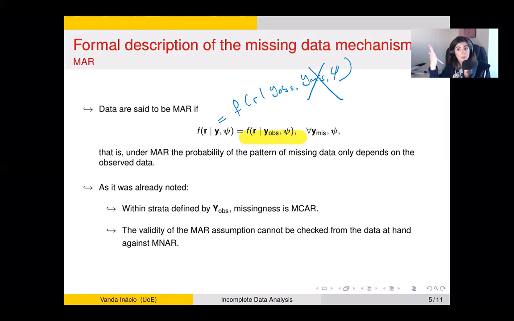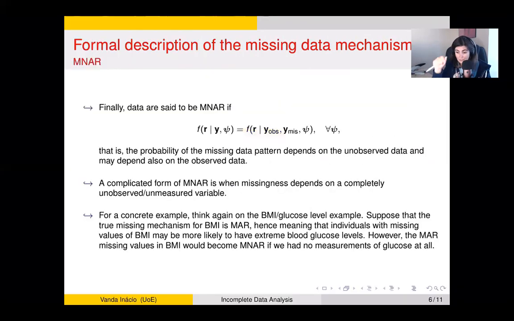As we will see, most of the methods are developed for missing at random situations, but we will learn this in due course. And finally, when data are missing not at random, we know that it depends on what is missing, and it might depend as well on what is observed. And so we cannot simplify this expression. There is no simplification.